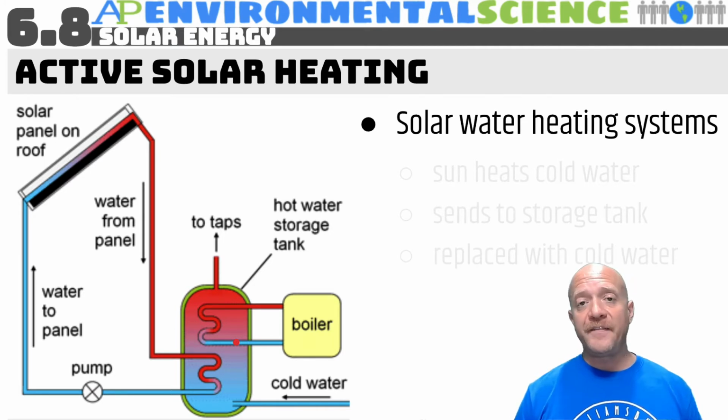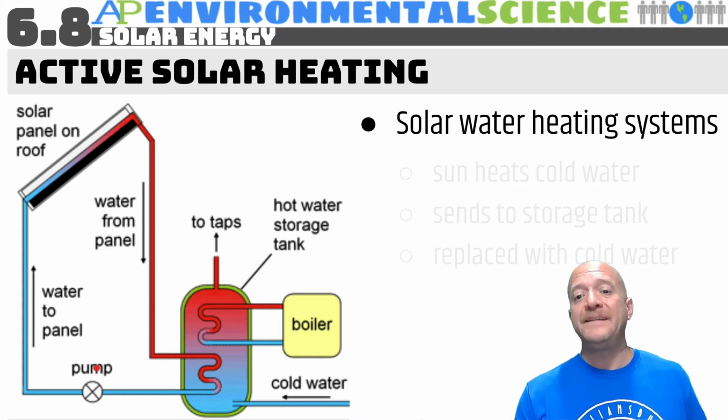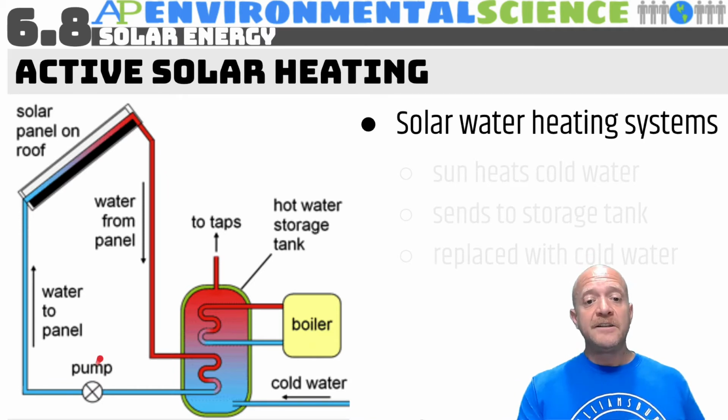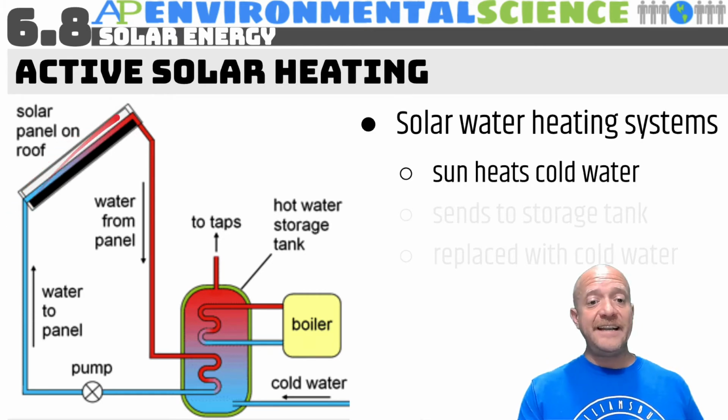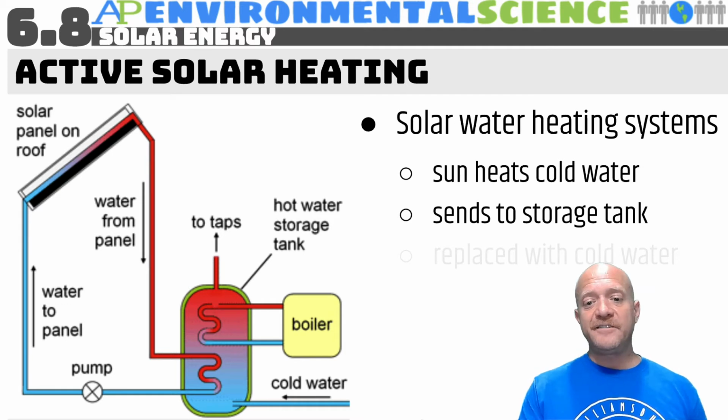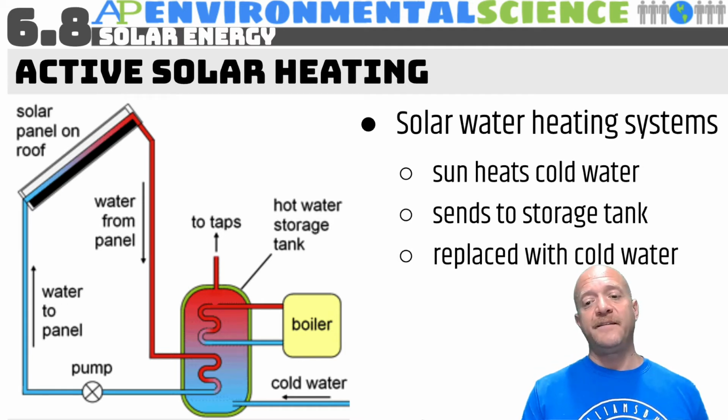Now, active solar heating, one example is a solar water heating system. The reason that I know that this is active solar heating, and this is all that you really need to know, is that it's got a pump. Pump means active solar heating. So you would have a solar panel on your roof, and the sun is heating the water, and then the water just flows down into your boiler or your tank. This would be a storage tank for your hot water, and it's sending this water to the storage tank where it's replaced with cold water.